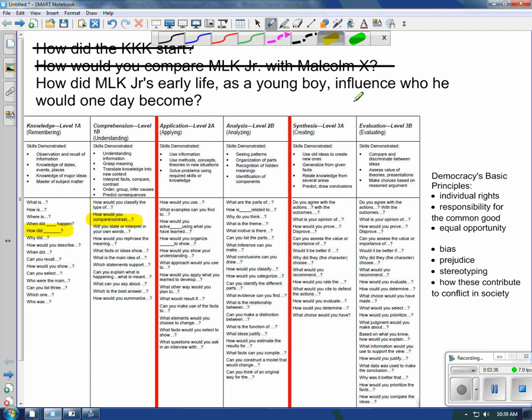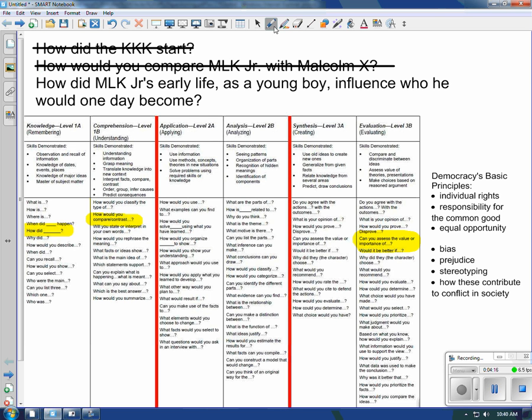How did Martin Luther King Jr.'s early life as a young boy influence who he would one day become? Okay, I kind of looked through here. I still did the how did, but over here, this is the one I looked at in level 3. I wondered how I could assess the value and importance of Martin Luther King Jr.'s early life and how that influenced who he would become one day. So I'm thinking right now that that is a pretty good level 3 question.